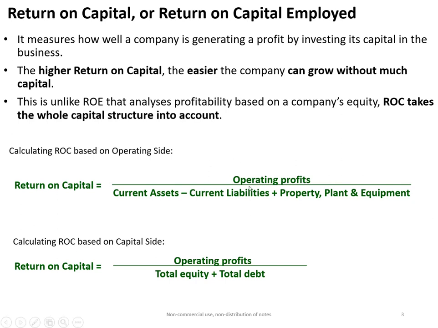My preferred way is to calculate the ROC based on the operating side, which is given by this equation: the operating profits divided by current assets minus current liabilities plus plant, property and equipment. This ratio is much cleaner because it excludes goodwill. It measures the true profitability based on the operating assets. The other way to calculate the return on capital is based on the capital side. It's given by this equation: operating profits divided by the sum of equity and debt.